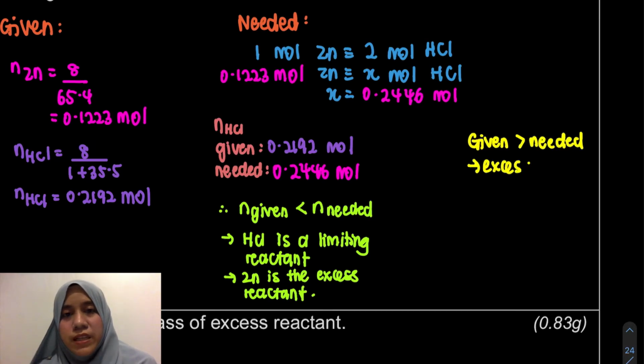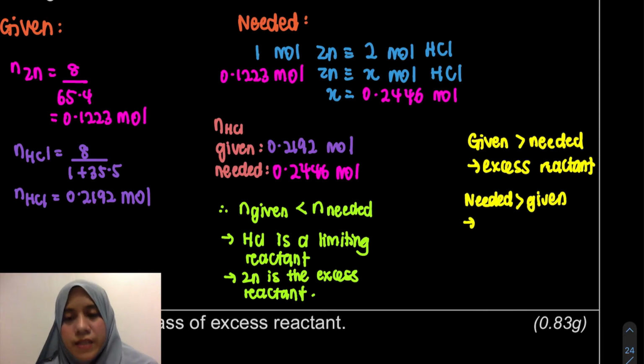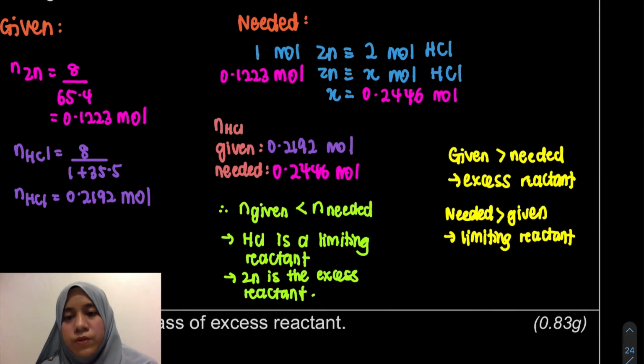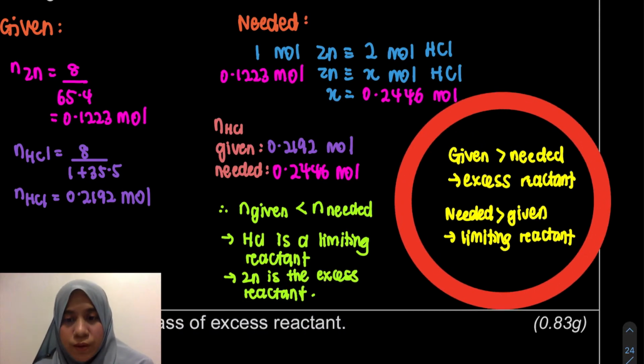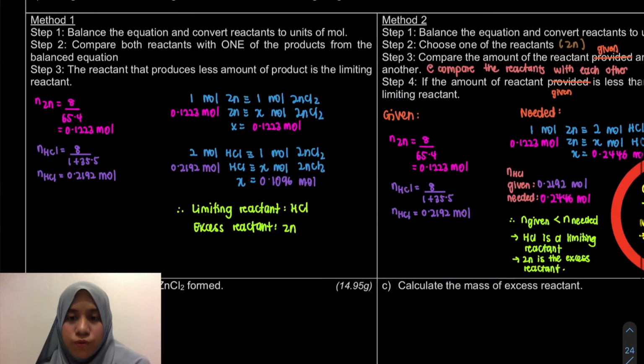Okay, so, this is actually a summary. Kalau given more than needed, dia adalah excess. Kalau needed is more than given, maka dia adalah limiting reactant. Okay. So, this is actually, summarizekan lah. Kalau kamu selesa dengan method 2 ni. So, yang ini siap bulatkan lagi. Supaya nanti kamu tak confuse.